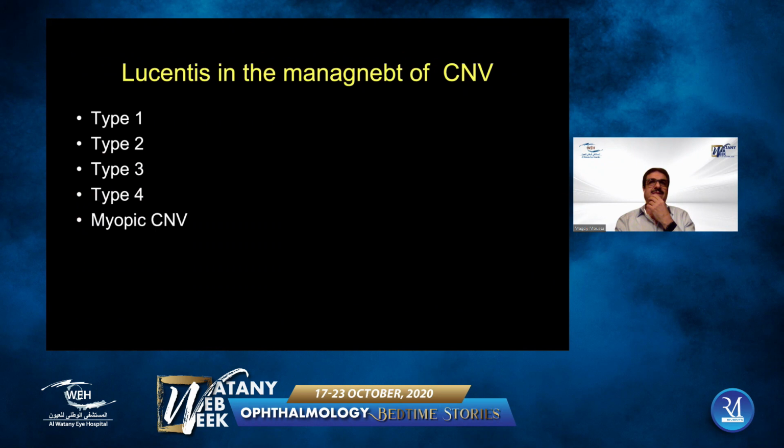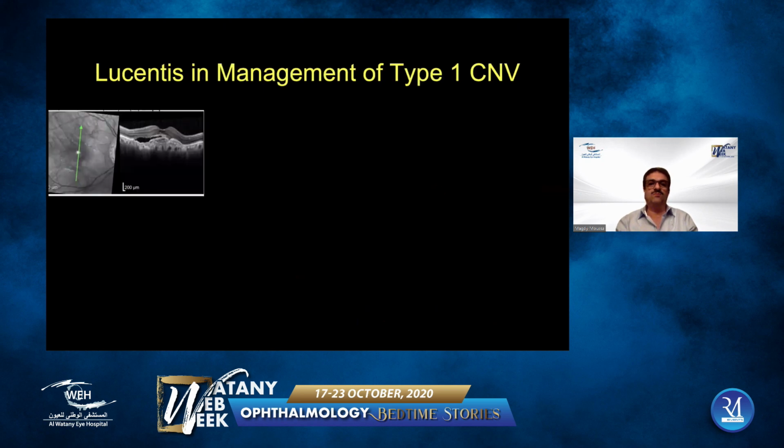So my second part of the talk is about anti-VEGF in different types of CNV: type 1, type 2, type 3, type 4, and I will also touch on one or two slides for myopic CNV. I will highlight the role of Lucentis in management of CNV, and some clinical cases where I use Lucentis, and I will show you how many injections we need, how we start, and what regimen we use.